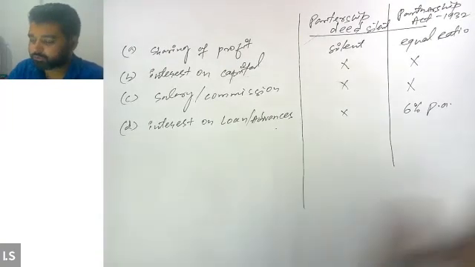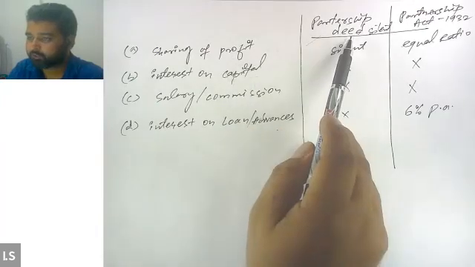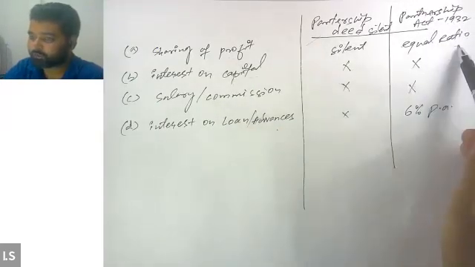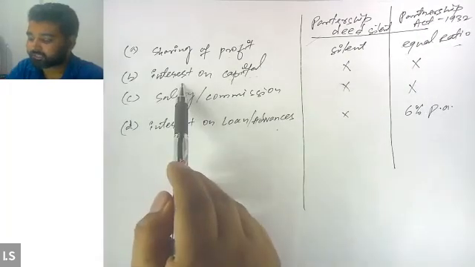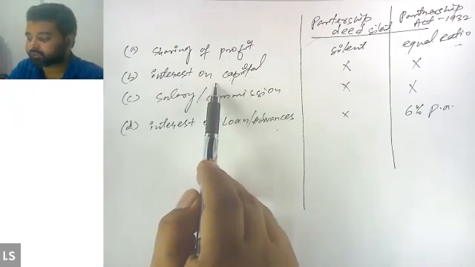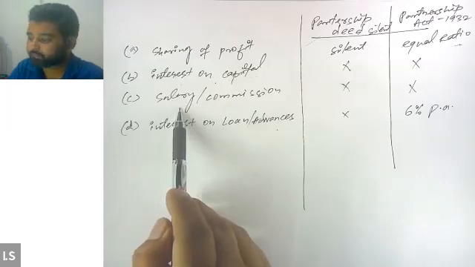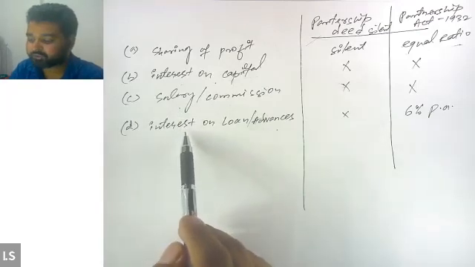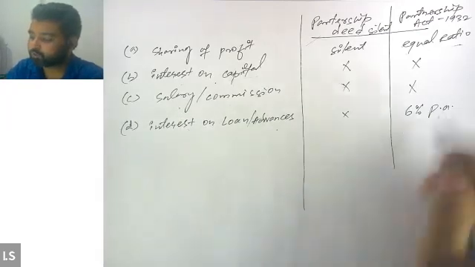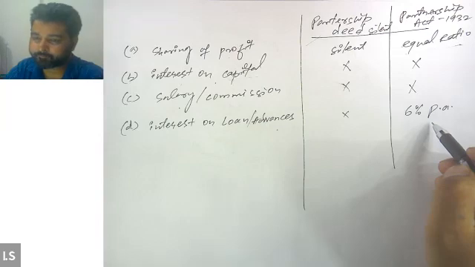Is that clear to you? Yes. When we talk about sharing of profit, if profit sharing is not mentioned in the partnership deed, Partnership Act says that it should be shared equally. If the partnership deed is silent about interest on capital, then partner cannot claim interest on capital. If the partnership deed is silent about salary and commission, then partner cannot claim salary or commission. But if the partnership deed is silent about interest on loan, then also a partner who is giving loan or advances to the business can claim interest at the rate of 6% per annum.